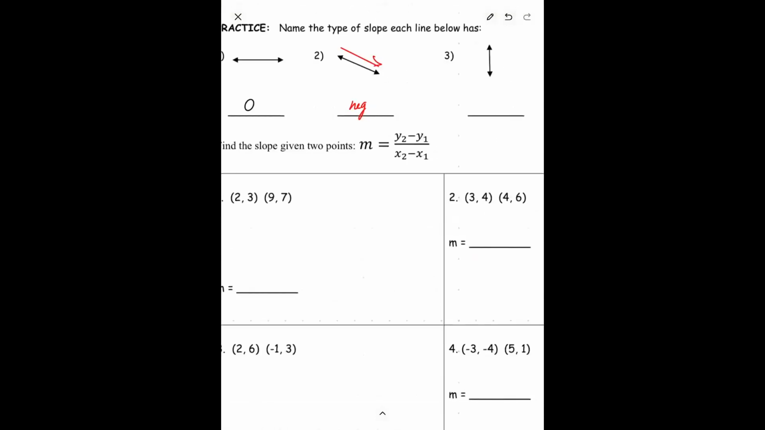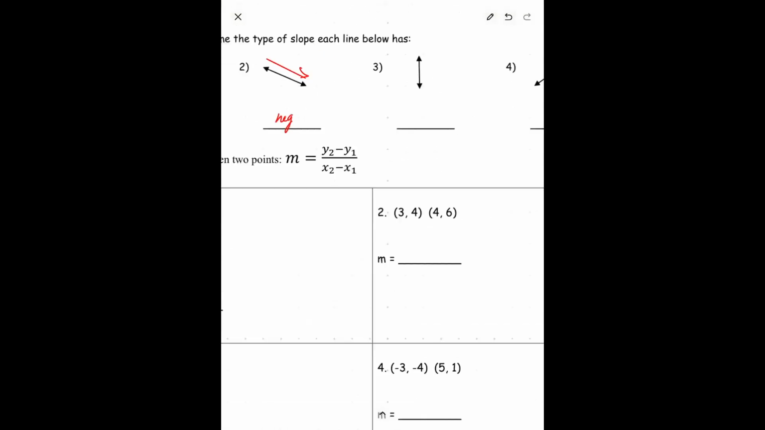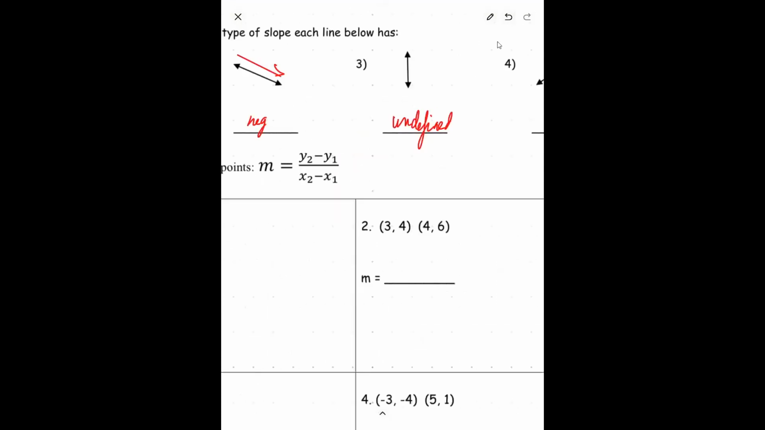Over here, number 3, this is what we just talked about. This is a vertical line. So the slope is always undefined. And then the last one, number 4, this is increasing from left to right. So this is a positive slope. And that's always going to be true. So make sure when you're doing this.